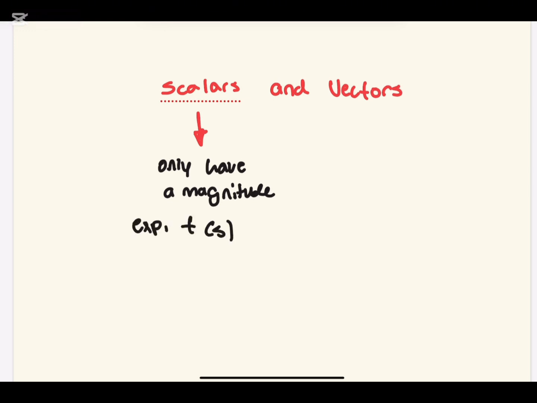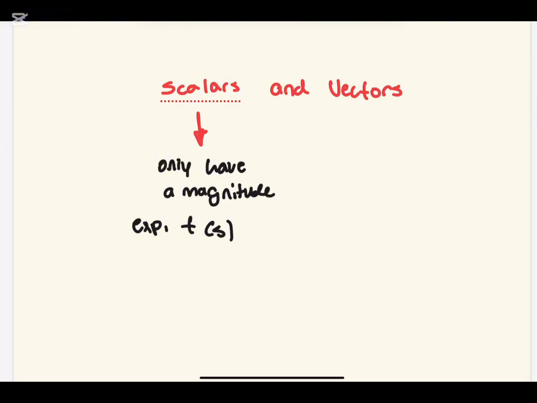Think about it. Time cannot go forwards or backwards. It can't go left or right. It only has an amount. Same with temperature. It only has a reading on the thermometer. It won't have a direction, not left or right, not up or bottom.